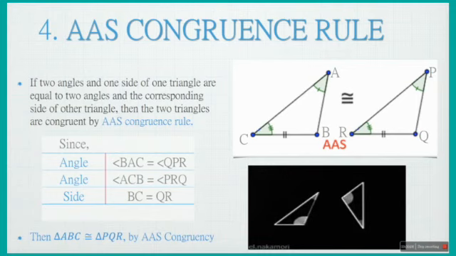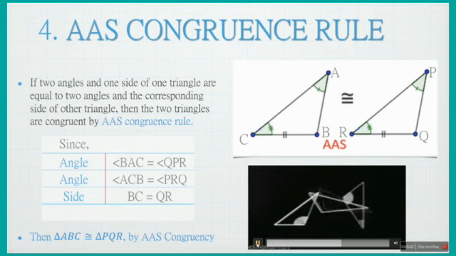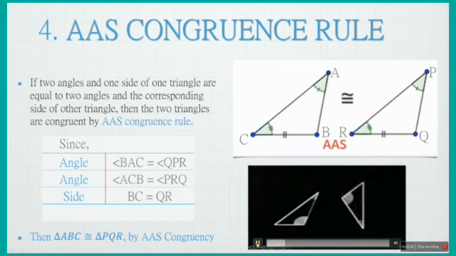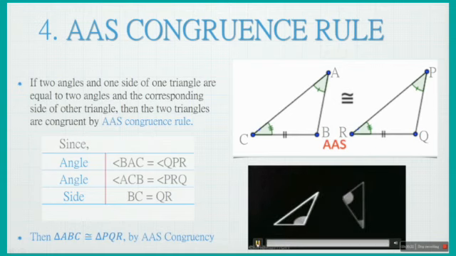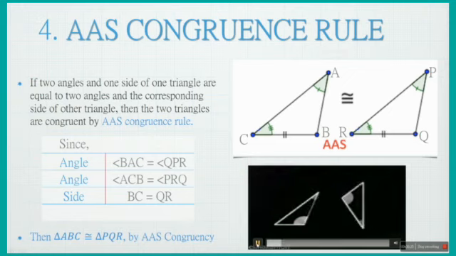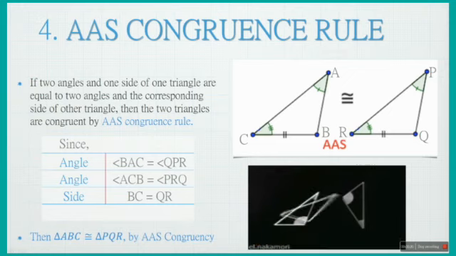The fourth criteria is the AAS congruence rule, which says that if 2 angles and one side of one triangle are equal to 2 angles and the corresponding side of the other triangle, then the 2 triangles are congruent by AAS congruence rule. Since in the figure angle BAC is equal to angle QPR, angle ACB is equal to angle PRQ, and side BC is equal to QR, then triangle ABC is congruent to triangle PQR by AAS congruency.